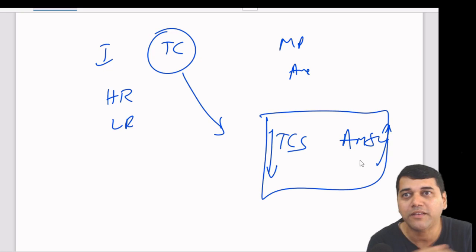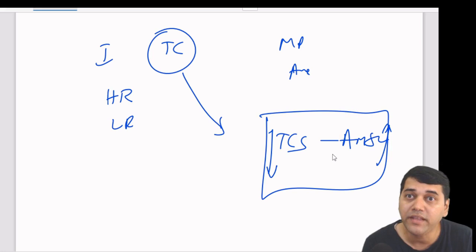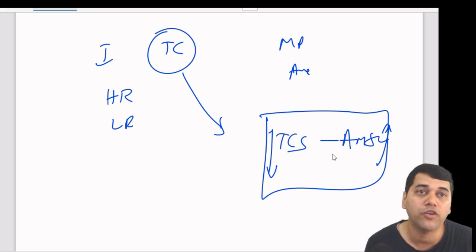Now, how to know what is the relationship between two securities? For this, you will calculate something called a covariance. And from covariance, you will arrive at a correlationship. And use that and figure out what is the risk of the portfolio as a whole.